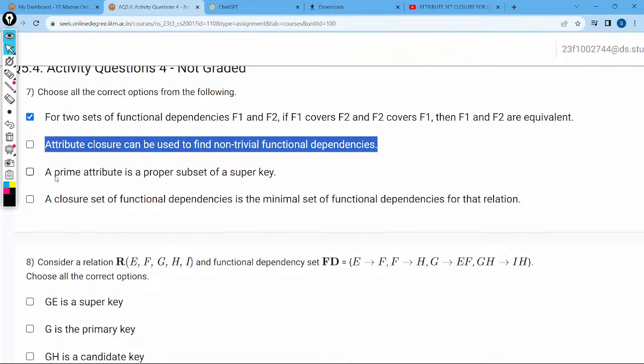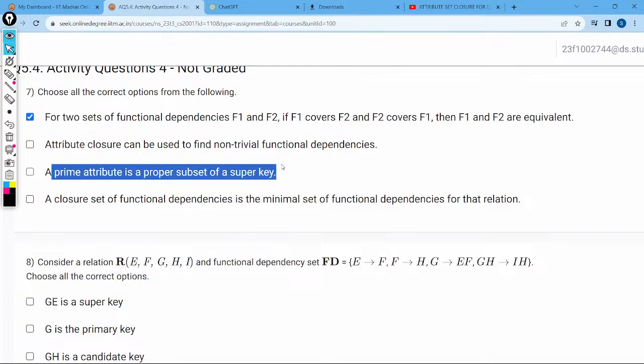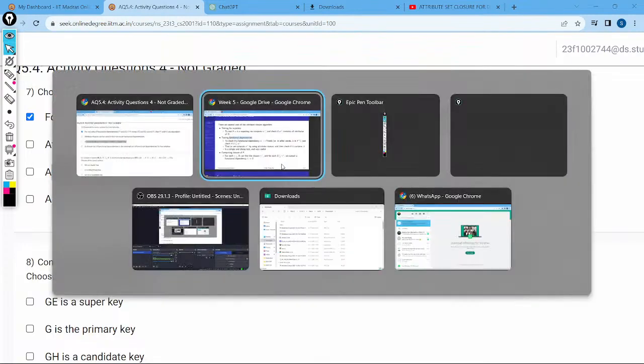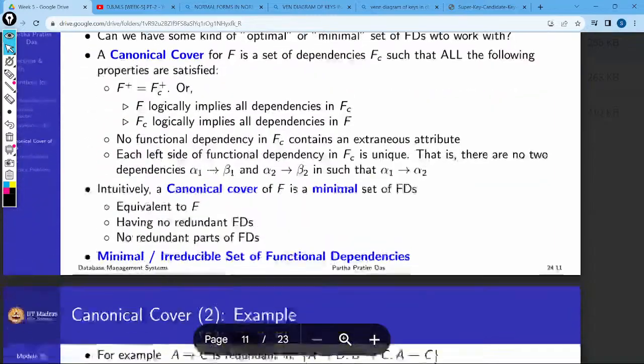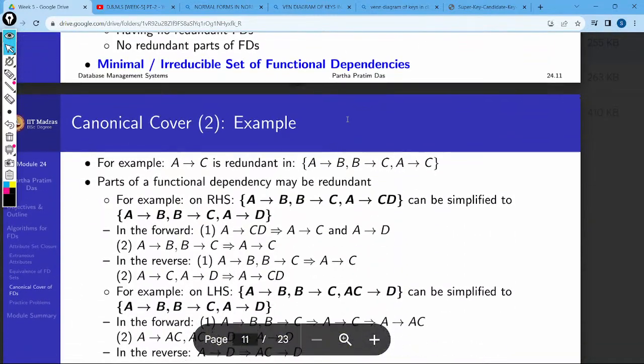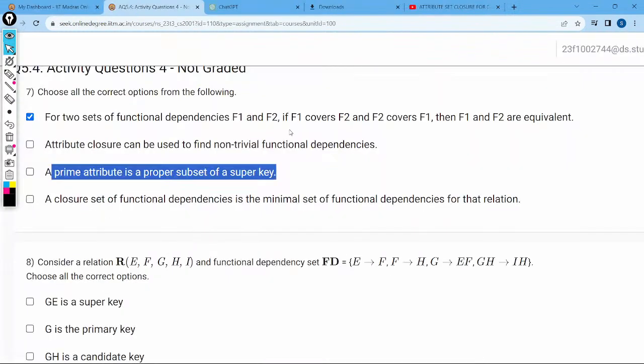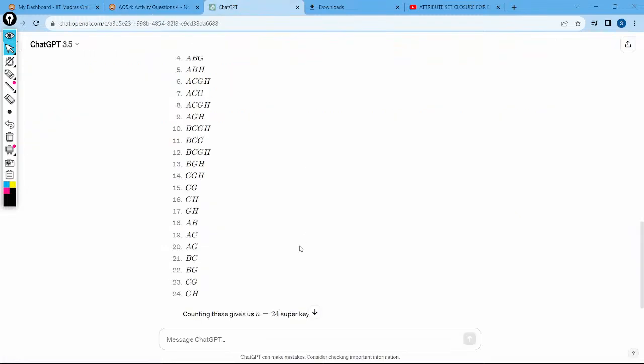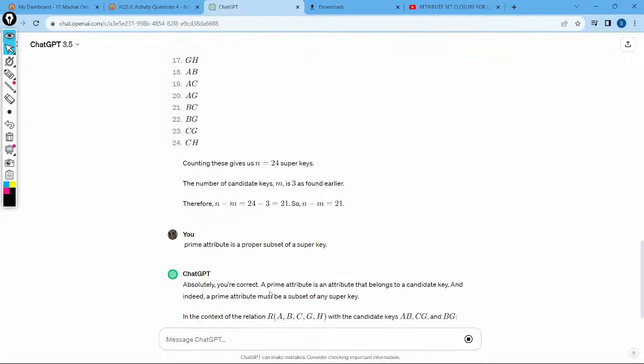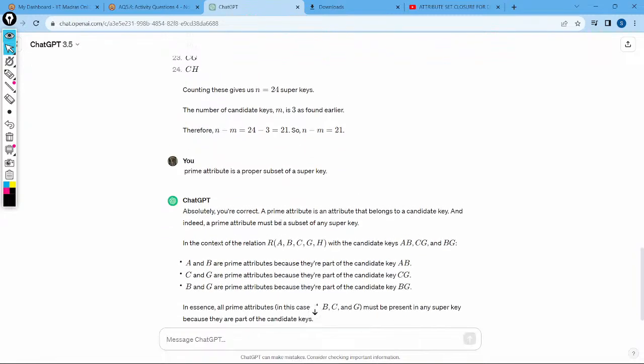A prime attribute is a proper subset of super key. Is there something known as prime attribute given here? Let's check this in ChatGPT. What is a prime attribute? Tell me.